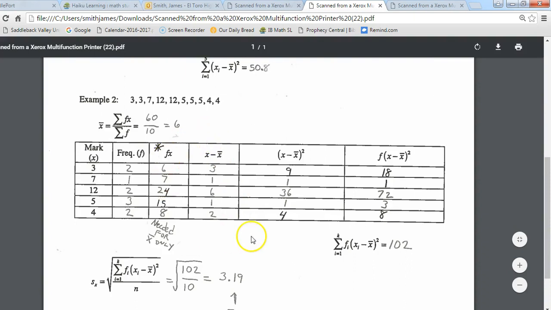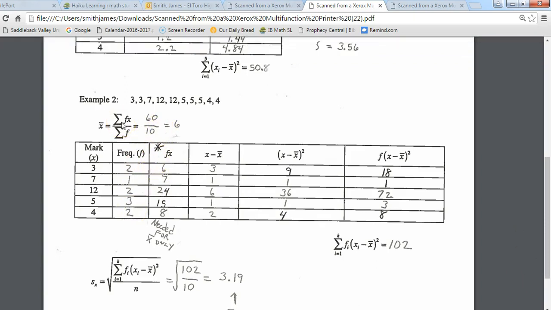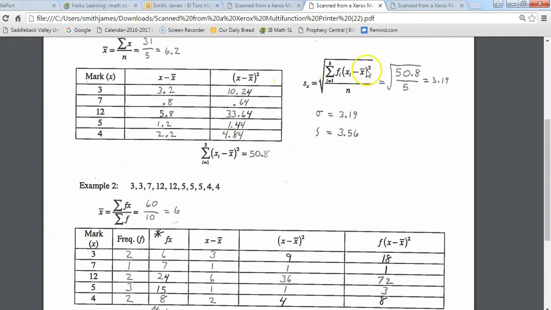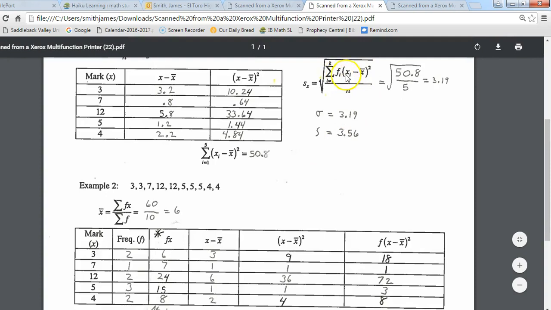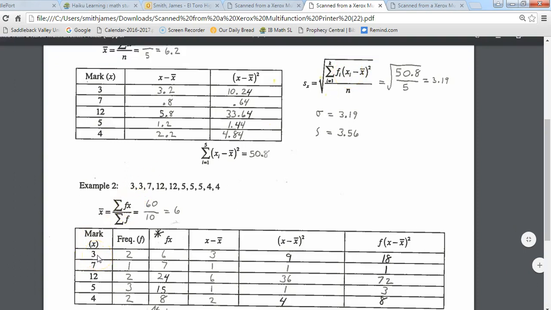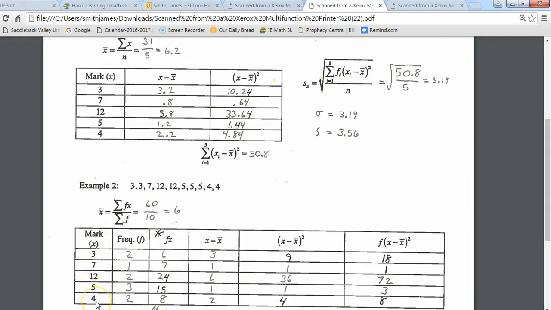Same idea right here, but in this case we now have a frequency list to deal with. So I'm using the exact same formula that we just did from the last page, but now we have one extra step of using a frequency list. So first things first, we start with the inner part of the parentheses, and I just make my list of x values. Right here is my list of x values. I had a 3, a 7, a 12, a 5, and a 4.